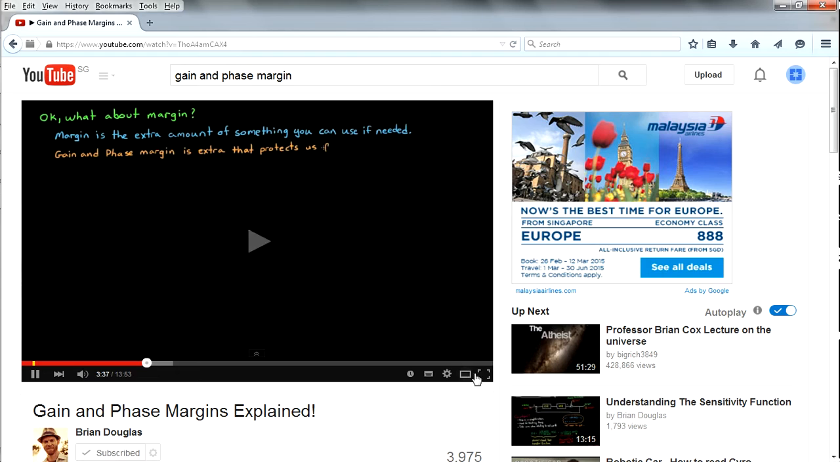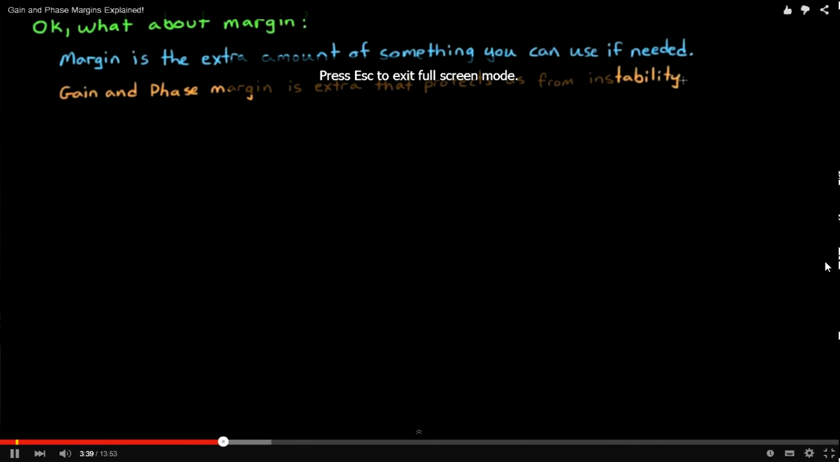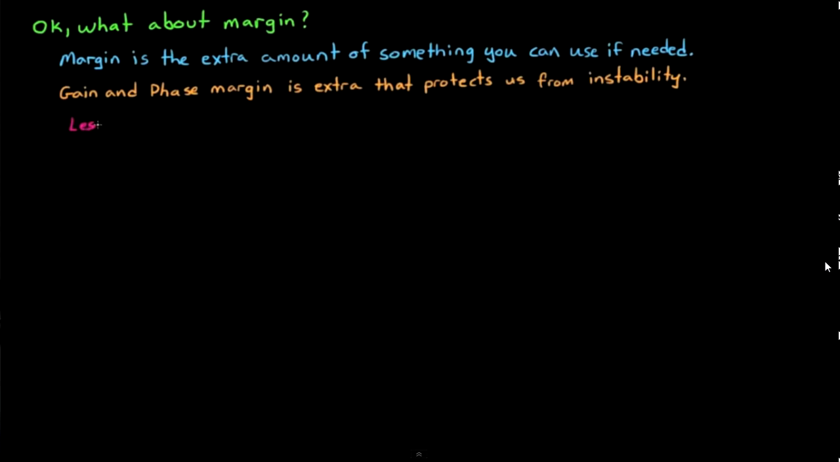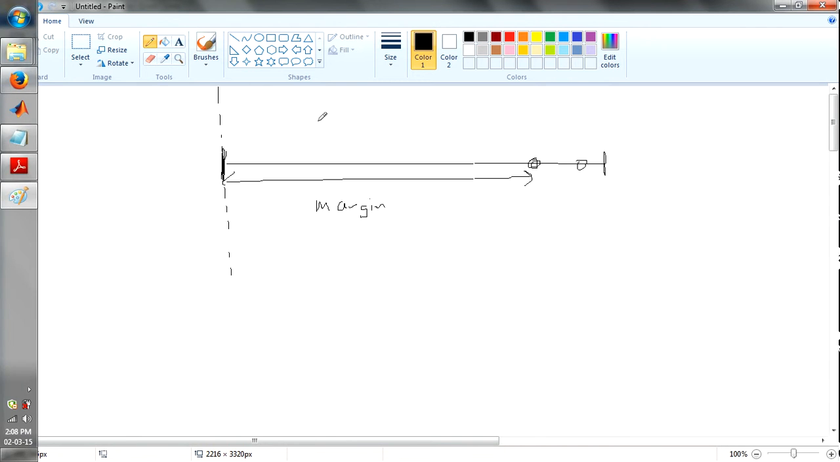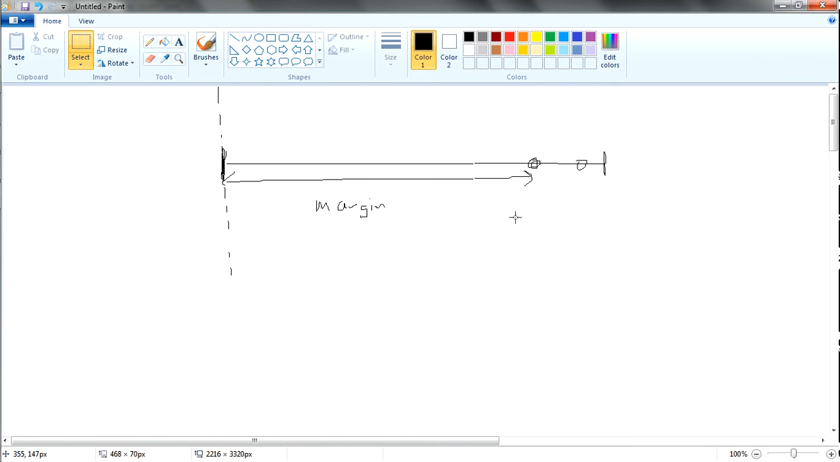Alright. This is sort of like our safety net in the design, and can also answer the question of how stable is stable. Designs that have less margin can be considered less stable in a sense, because smaller variations in the system could cause instability. So as you can see, less margin equals less stable. If you have a larger margin over here compared to here, definitely this one is much more stable than this one, because this one has a lesser margin.